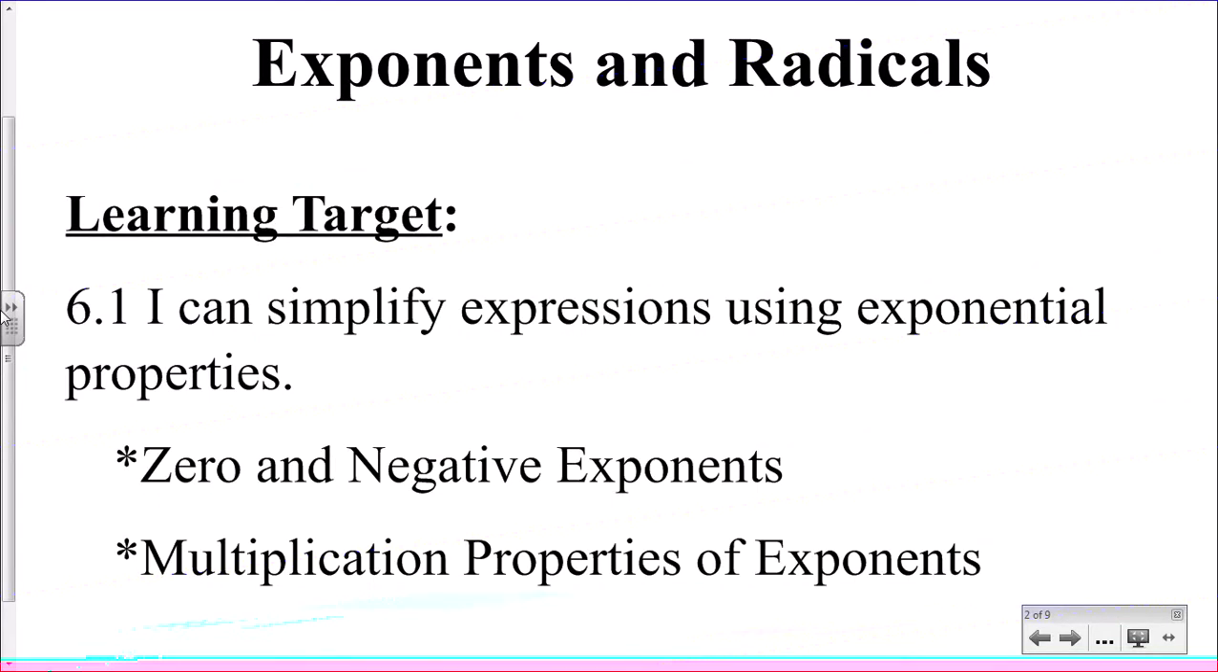And last week on Thursday and Friday, we split it up quite a bit. We talked about zero exponents, negative exponents, and then the three multiplication properties of exponents. Today, we're going to go through and talk about how to handle problems if they have more than one of those properties in the same problem.